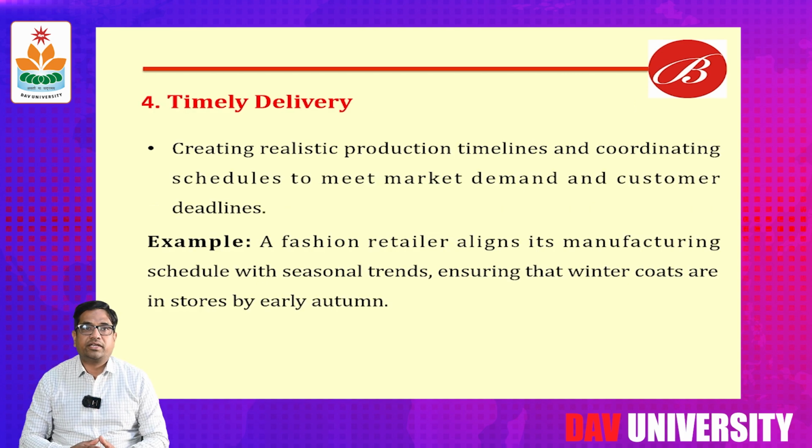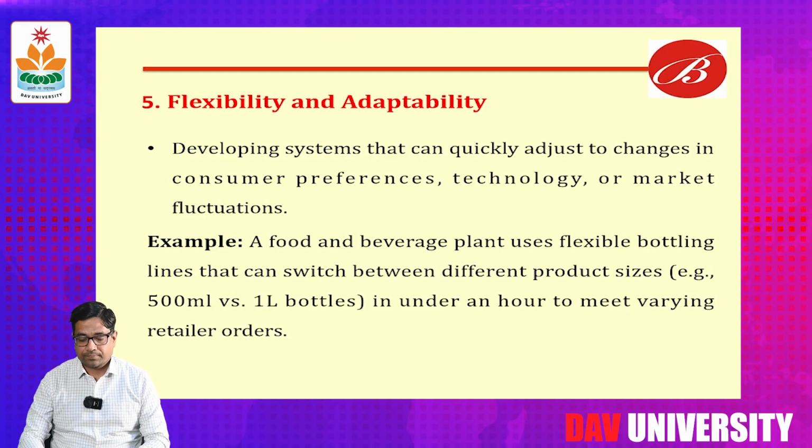Then the next objective is timely delivery. So creating realistic production timelines and coordinating schedules to meet the market demand and customer deadlines. For example, a fashion retailer aligns its manufacturing schedule with seasonal trends, ensuring that winter coats are in stores by the early autumn season.